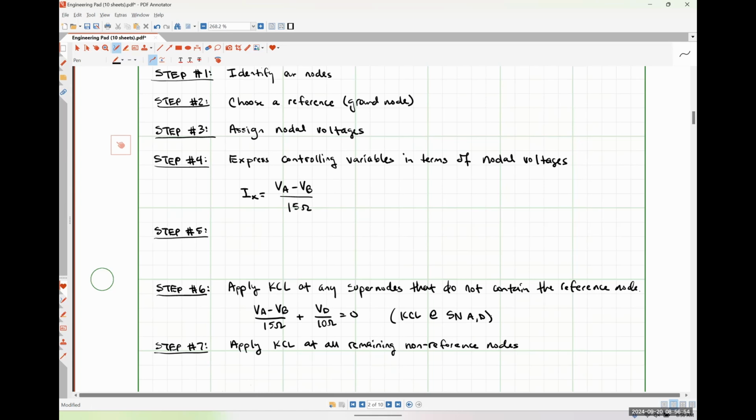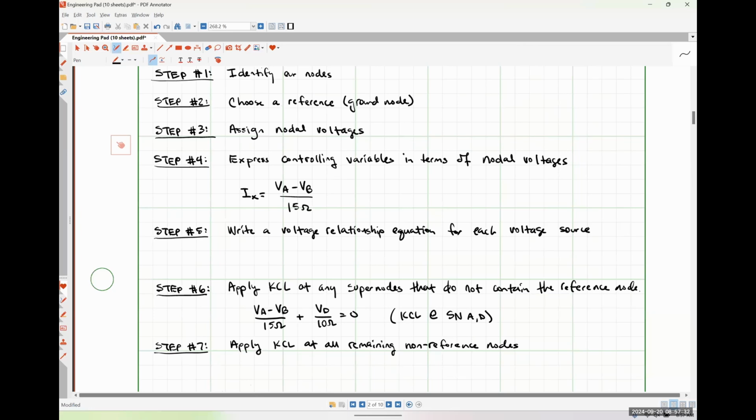The other relationship is having to do with the voltage source itself, okay? So step number 5 is going to be to write a voltage relationship equation for each voltage source. So we have two voltage sources, so we're going to write two voltage relationship equations, okay?